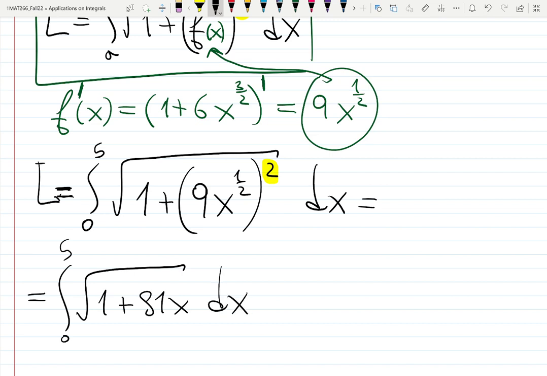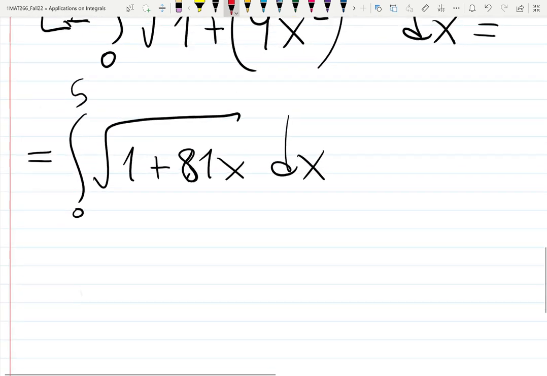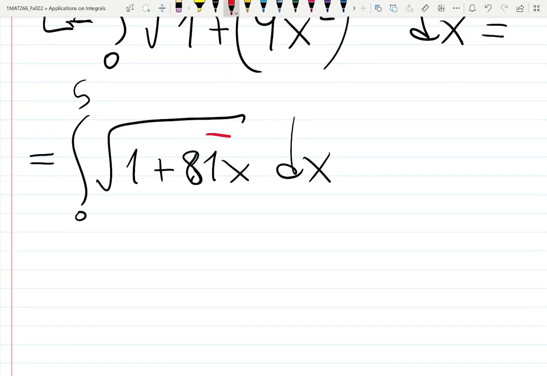Too fast, or do you agree? People who just blinked or are using their smartphones, did you notice 81x? Who can integrate this? 1 plus 81x in the square root. Looks impossible. What do you think? I don't think we can, can we? Yes? You can. It's just u-sub, exactly. Thank you. Always question when someone says it's impossible.